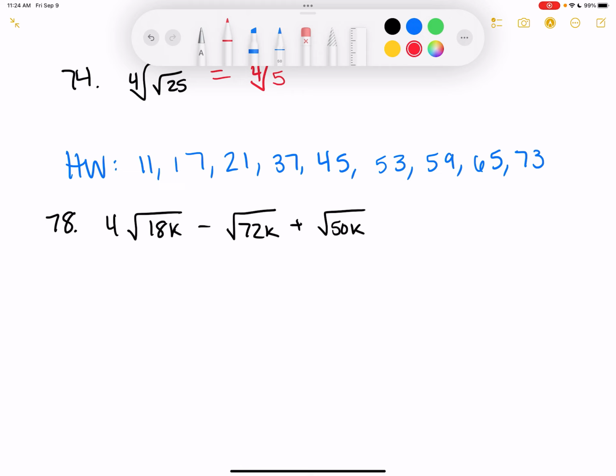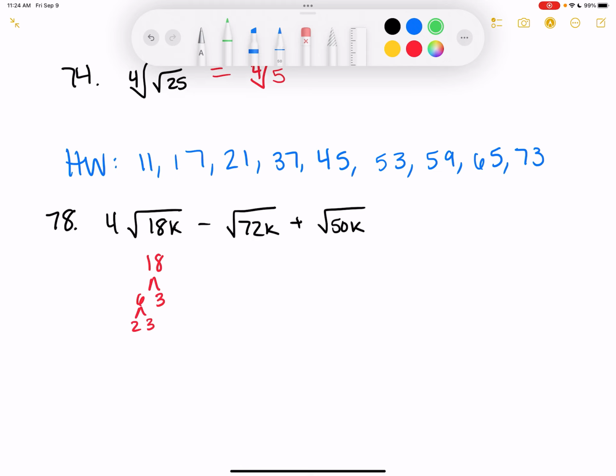Okay, so I have 18. That breaks into 6 and 3. 6 breaks into 2 and 3. And so what could I take out of this one? You can take out a 3. Okay, so I can take out a 3. So then that leaves me with 4 times 3 times the square root of, all that's left is a 2, and then the k inside.